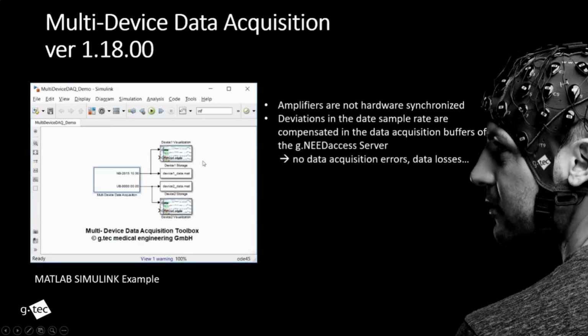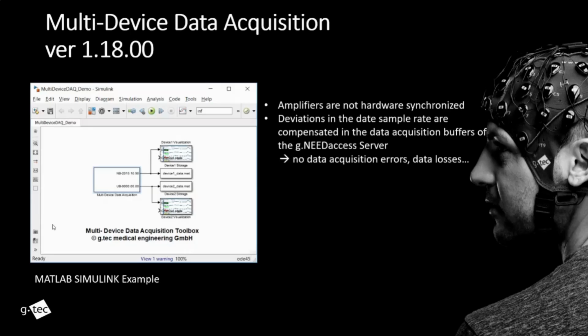This is one particular example of how we configure the channels. This is the multi-device toolbox with, just as before, one USB amp and one Nautilus. All the signals can be analyzed in real time. It will be synchronized through our server, so there's no latency between the two devices. Even though the two amplifiers may have different sampling rates, we can do all the synchronization through the server, so there is no major data loss.